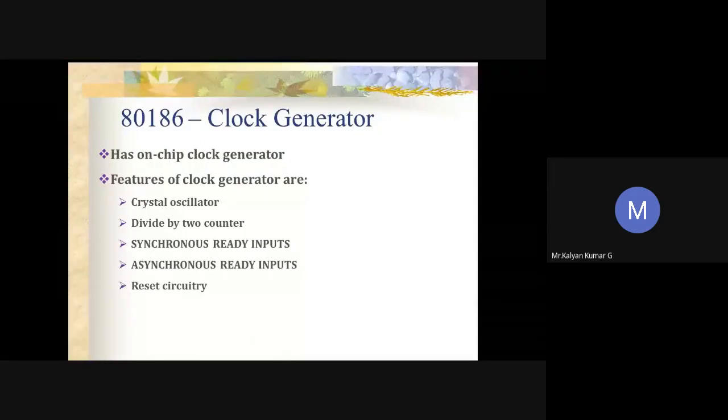The main features of this clock generator: it has a crystal oscillator, and then it has a divide by 2 counter. I hope you studied counters in DPST, synchronous counters, or simply you can call it a mod 2 counter. Then synchronous ready inputs, asynchronous ready inputs, and a reset circuit. All these are features of your clock generator. So what is the duty cycle of 8086? Do you remember?